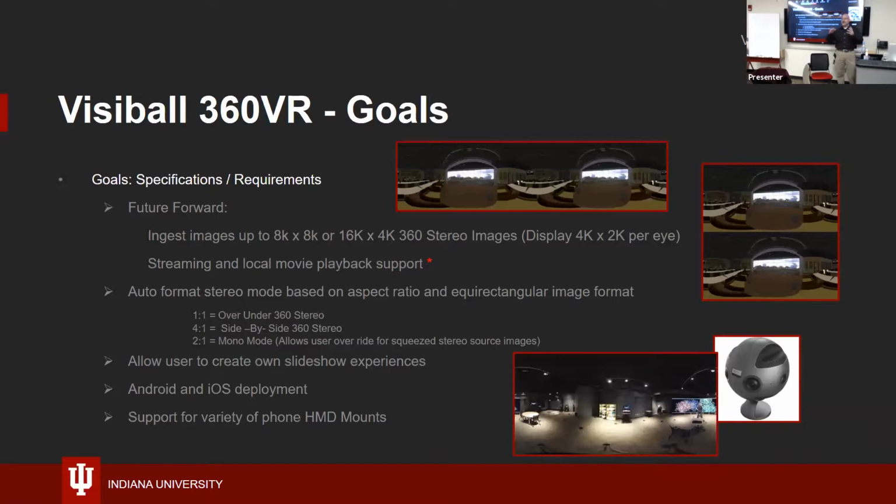That would be 8K by 8K, 1:1 aspect ratio is a stereoscopic pair over and under when you're using equirectangular mapping. 4:1 aspect ratio, or the 16K by 4K, would also be two equirectangular images next to each other, and then 2:1 is just going to be a mono image. But I knew in my mind at the time a lot of people use squeezed stereo, so I did have a little plans for a manual override.